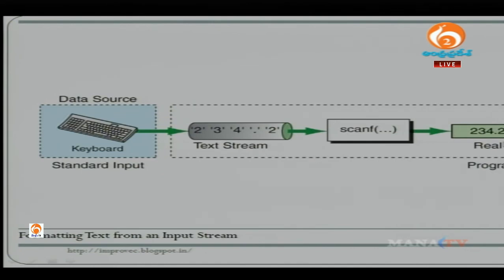Now, 234.2 I want to read. The scanf function reads and stores it. First it reads according to our formats, 234.2. In this format it reads. Each value is read in the form of characters, even the dot is treated as one character here.